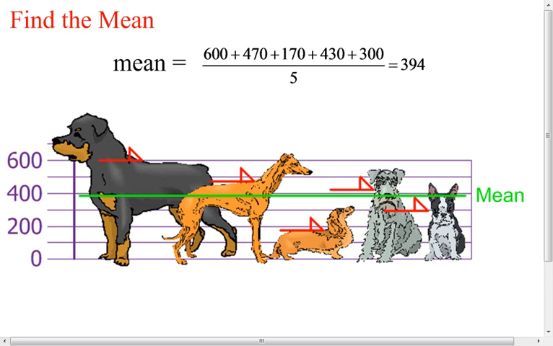Then I found the average height of those dogs. To find the mean or the average, you add all of the numbers up and you divide by however many numbers there are. In this case, there are 5 dogs, so I divided by 5, and I got an average of 394. Then I put that green line there on my graph so that you could see where the average was. Clearly you can see that there are dogs that are taller than the average, and dogs lower than the average. There is no dog that is exactly the average height in this data set, but that is not unusual.